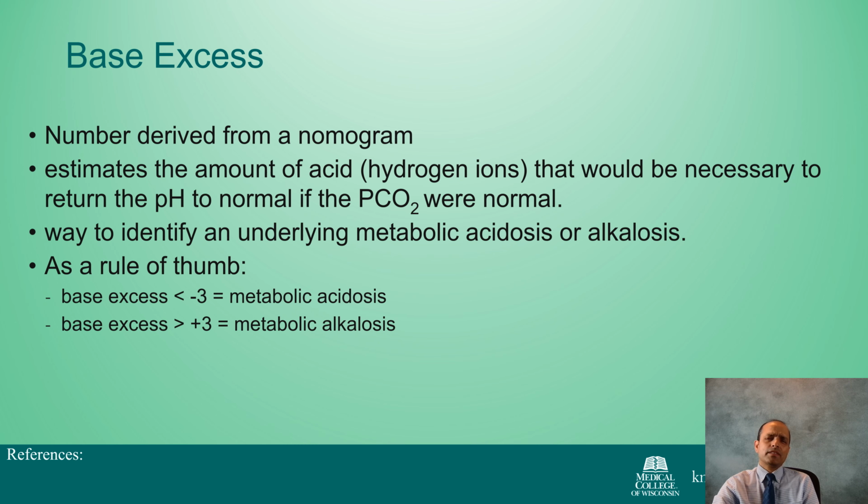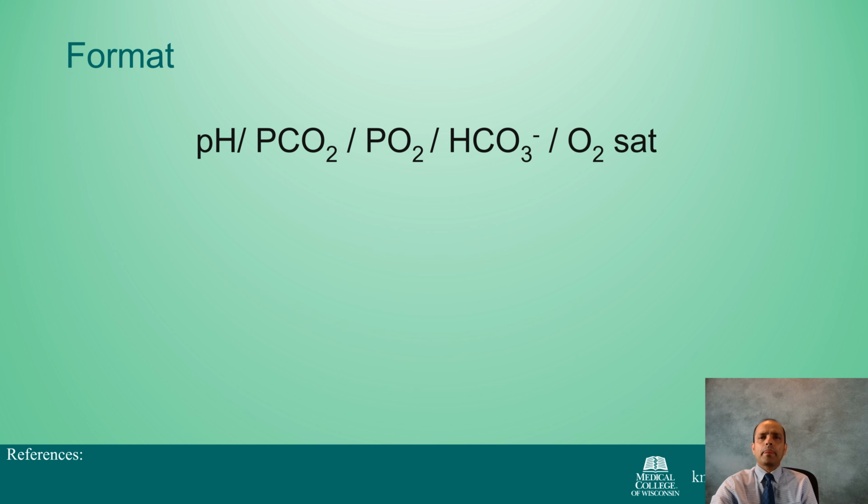So base excess is kind of an obsolete number that many people don't really use. But it gives you a little bit of gross information. So base excess, as the name suggests, means there is an excess of base. So a patient has a metabolic alkalosis when base excess is more than +3. Or they have metabolic acidosis if they have a base excess less than -3.